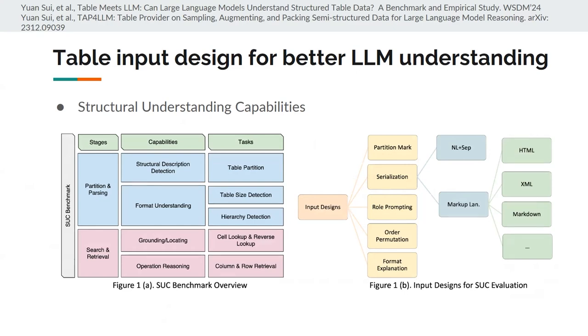For instance, during the partition and parsing stage, we can understand the structure of the table based on its format and other information. The specific input design can be found in figure 1B. For example, for the serialization of the table, different markup languages can be used, or natural language and delimiters can be used to describe them. Then by designing appropriate tasks, we can evaluate LLMs' understanding ability of the table.